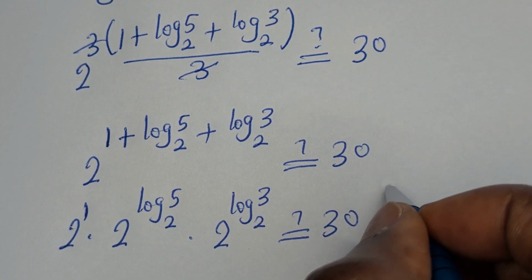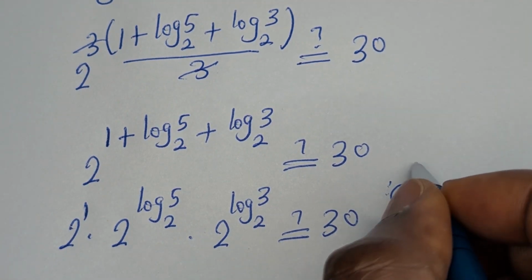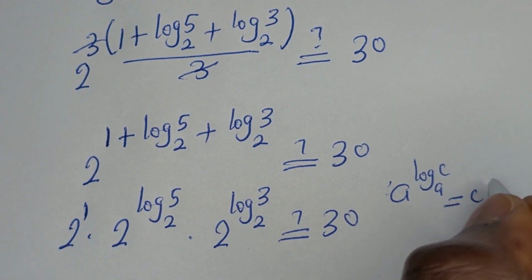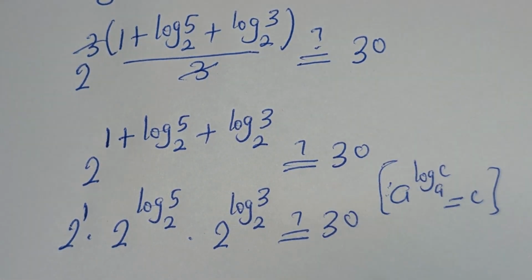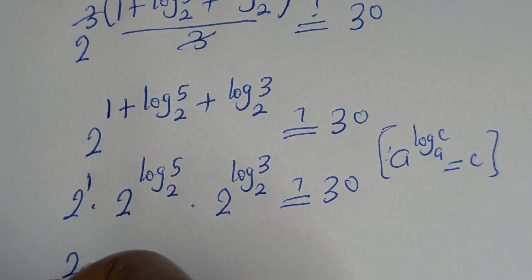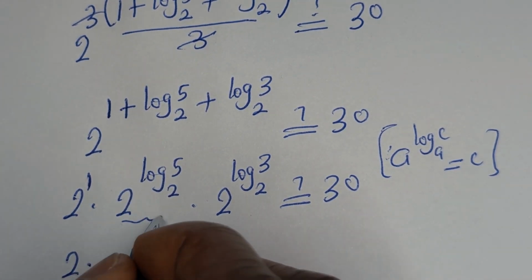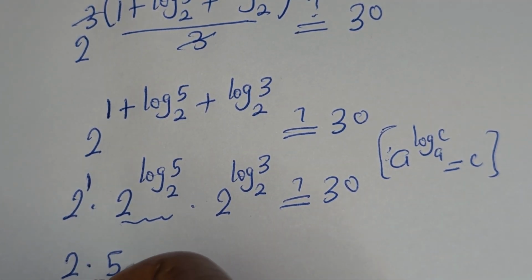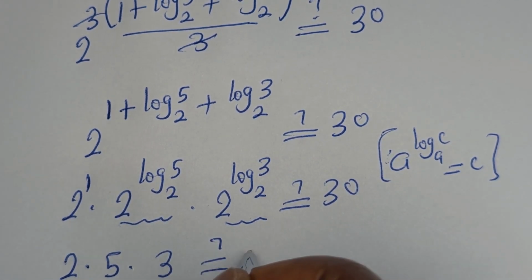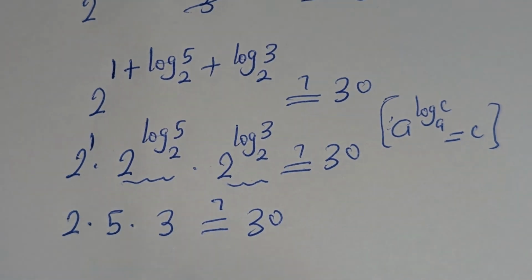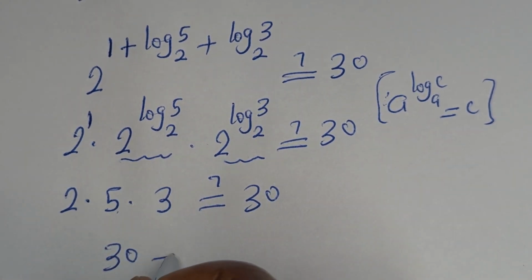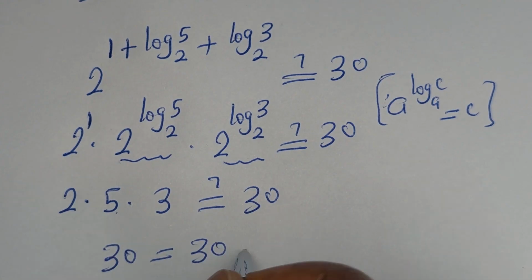If you have a raised to power log c base a, this is equal to c. This can be written as 2 raised to power 1 is 2 multiplied by the whole of this is 5 multiplied by the whole of this is 3 must be equal to 30. 2 times 5, 10 times 3, this is 30 is equal to 30, which is true.